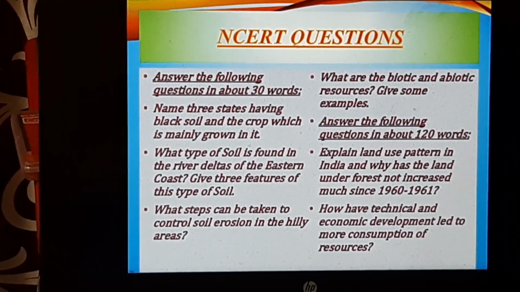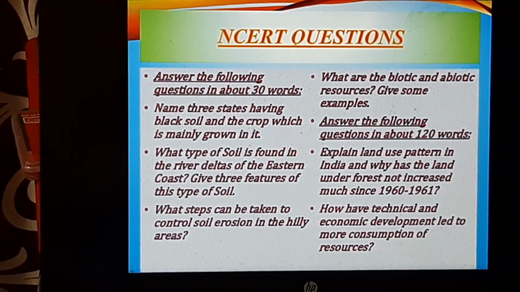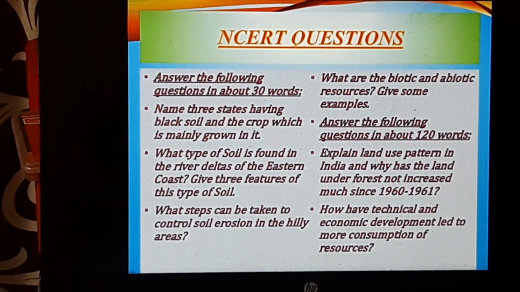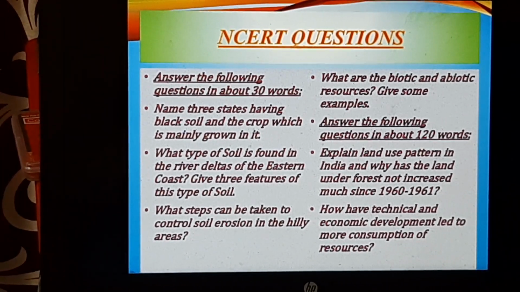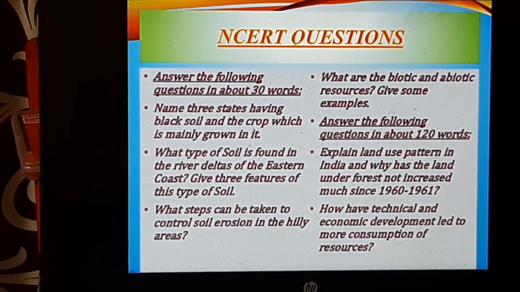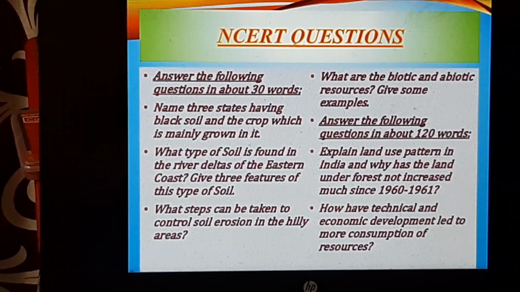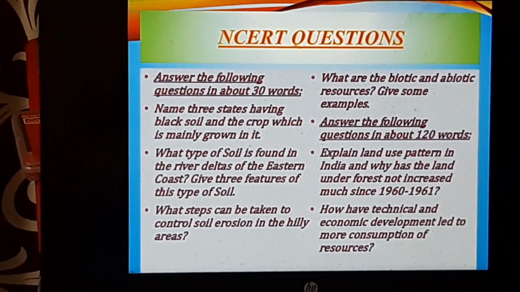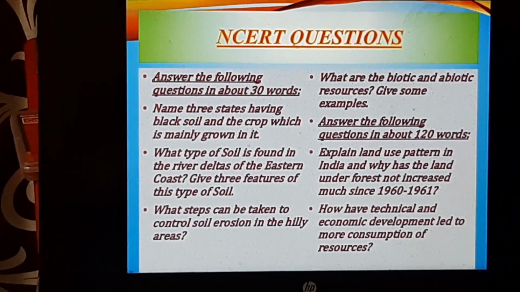Third, the water can be tamed for the generation of hydroelectricity. That is also a technological development. And then various minerals which are there within the earth's crust, we are using the knowledge or technique of mining, and with the help of that we are extracting them and transforming them into various types of products by using the method of production, that is manufacturing. So there are various examples of how technical and economic development has led to more consumption of resources. It is a 5-mark question. You have to write down the answer within 5 points.